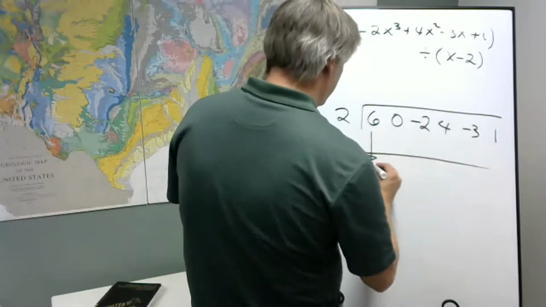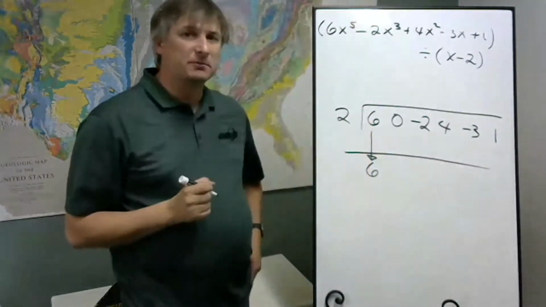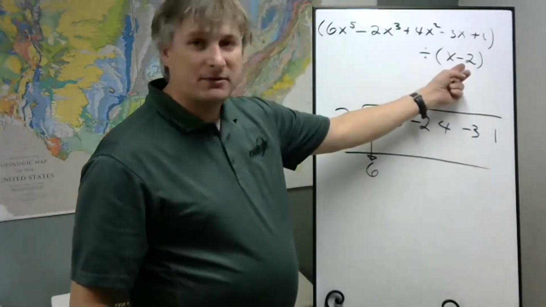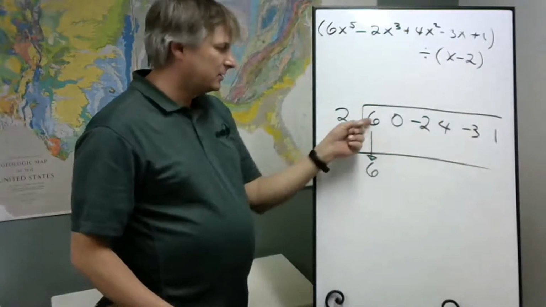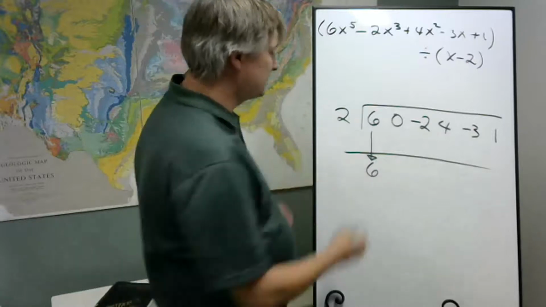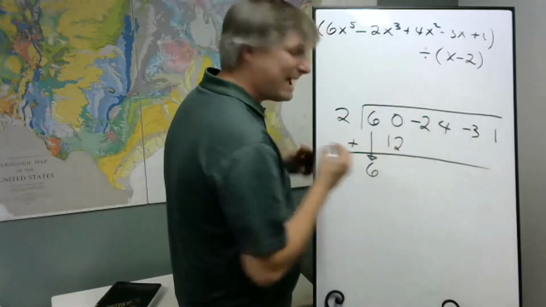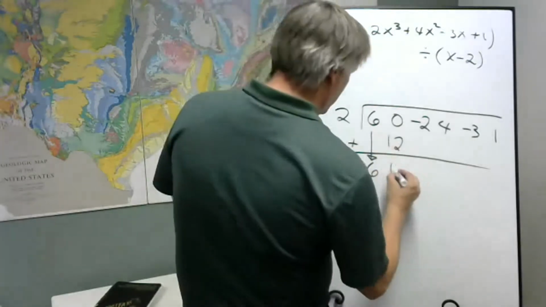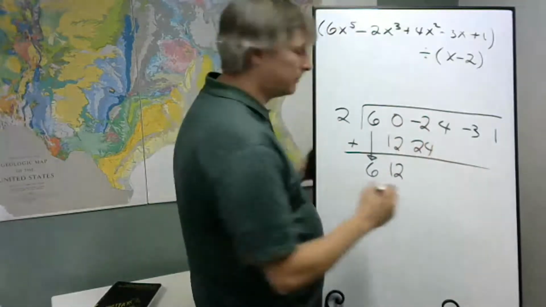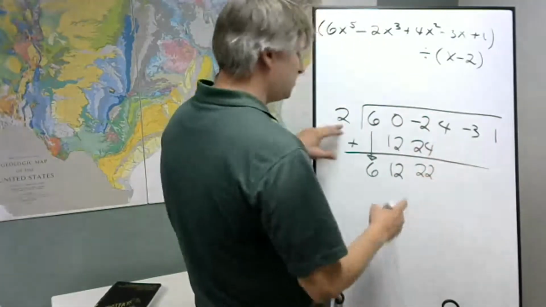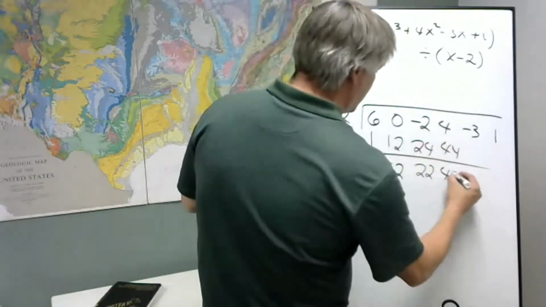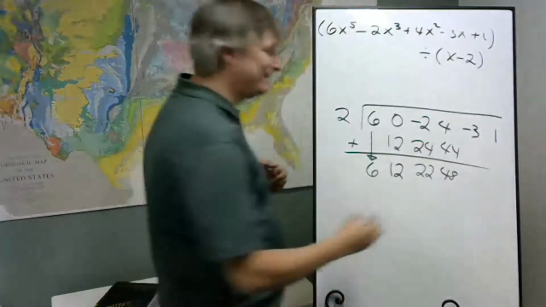And then last setup, drop down that first coefficient. So that's our setup. Extracted coefficients, extracted this constant and switched the sign, dropped the first coefficient, and now we're ready to go. So 2 times 6 is 12, and then we're going to be adding these. 0 plus 12 is 12. 2 times 12 is 24. -2 plus 24, 22. 2 times 22 is 44. 4 plus 44, 48. 2 times 48, 96.